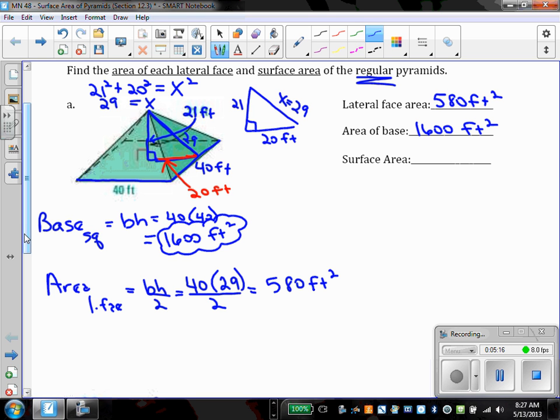Now to find the surface area though, we have the base area, we have one of the lateral faces, but we need to remember that there are actually 4 faces, 4 of these. And that's going to give us an area of 2,320 feet squared.